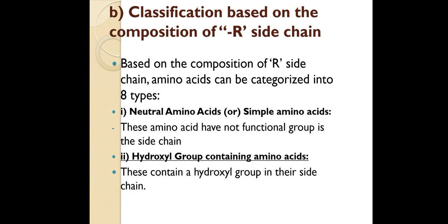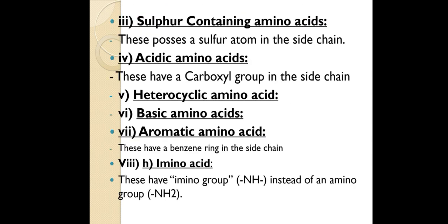Based on the composition of the side chain, amino acids can be categorized into eight types. The first type is neutral amino acids or simple amino acids. These amino acids have no functional group in the side chain. Second, hydroxyl group containing amino acids. These contain a hydroxyl group in their side chain. Third, sulfur containing amino acids. These possess a sulfur atom in the side chain. Acidic amino acids. These have a carboxylic group in the side chain.